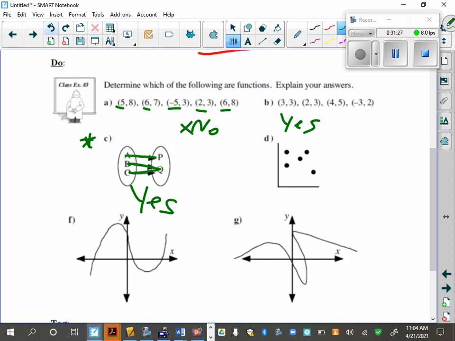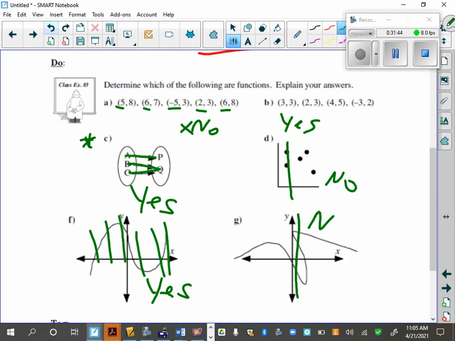D, no. E, or I guess F. Is F a function? Yes, it is. Is G a function? No. Yes, sir. So for C, yep. Y can have two x's, but x can't have two y's. Yep. Good clarification. Well done.